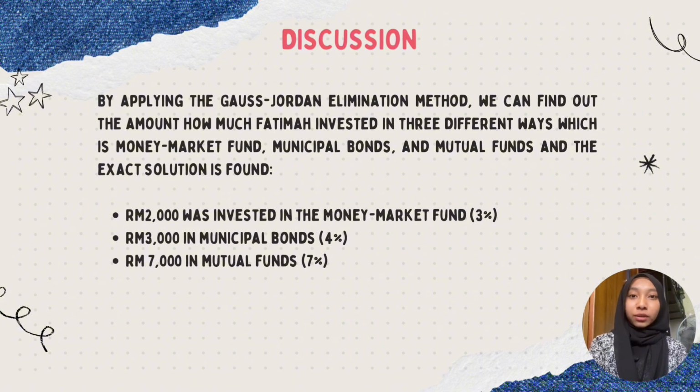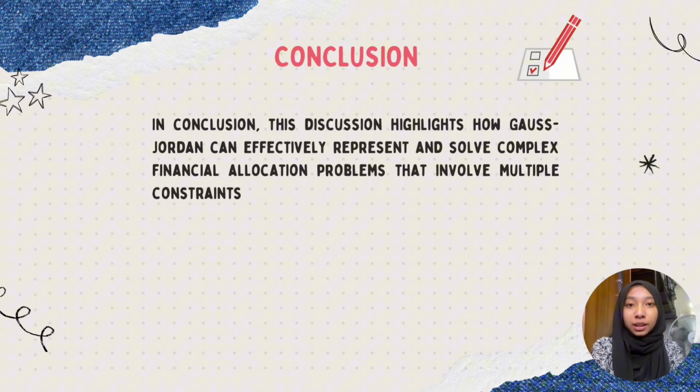By applying the Gauss-Jordan elimination method, we can find out how much Fatimah invests in 3 different ways, which is money market fund, municipal bonds, and mutual funds. The exact solution is that RM 2,000 was invested in the money market fund, RM 3,000 in municipal bonds, and lastly RM 7,000 in mutual funds. In conclusion, this discussion highlights how Gauss-Jordan can effectively represent and solve complex financial allocation problems that involve multiple constraints.